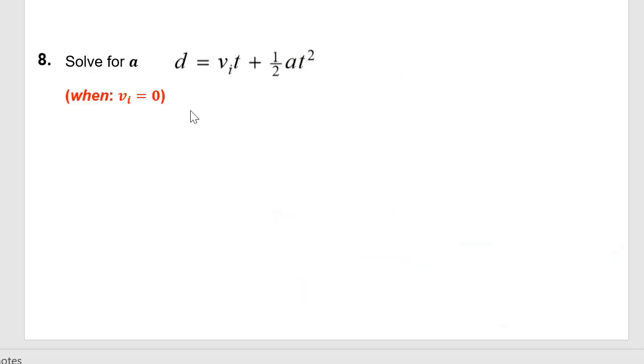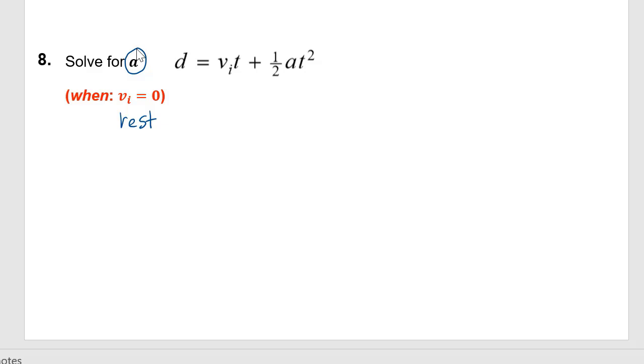Solving this equation for a. This is a distance or displacement equation from our first unit on the data sheets. In this case, we have an example where vi is 0, which is many times the case. The initial velocity is 0 if the object starts from rest. Sometimes they'll say in a problem an object starting from rest, so the initial velocity is 0.